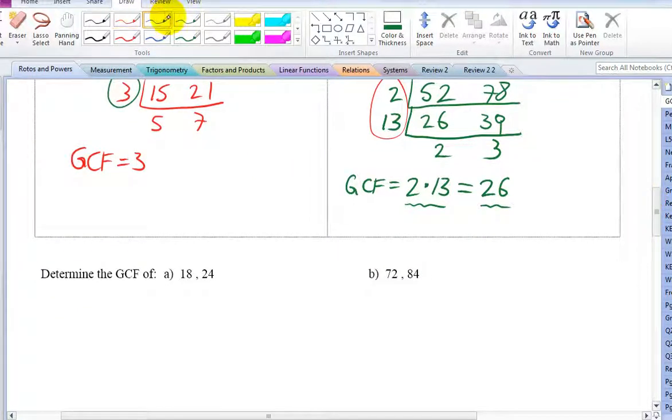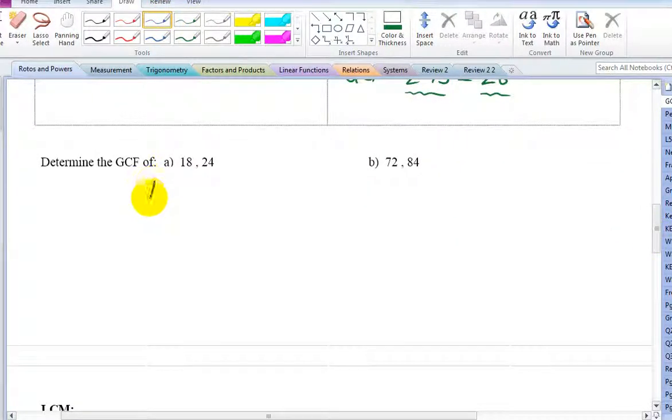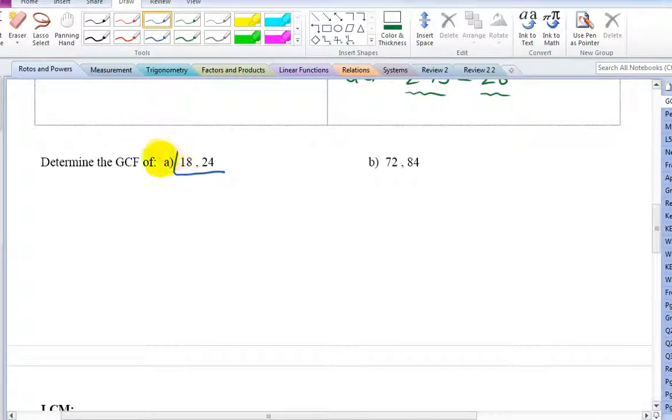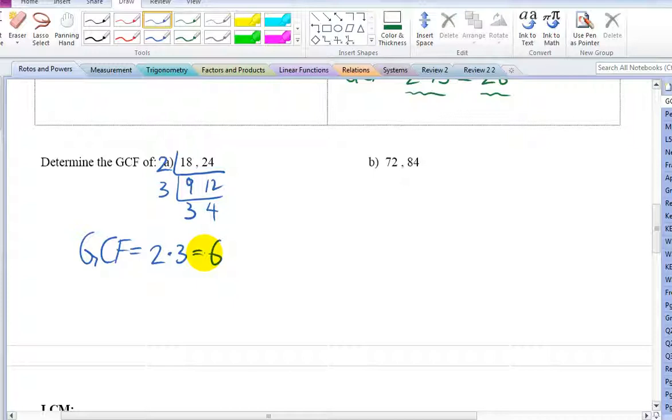Okay, try 18 and 24. Go. In fact, you don't need to rewrite this. You can just start dividing right here if you want. So your GCF is 6 for the first one. Hands up if you got that. Awesome. Okay, next one's going to be a little more challenging. Go for it. I know some of you already started.